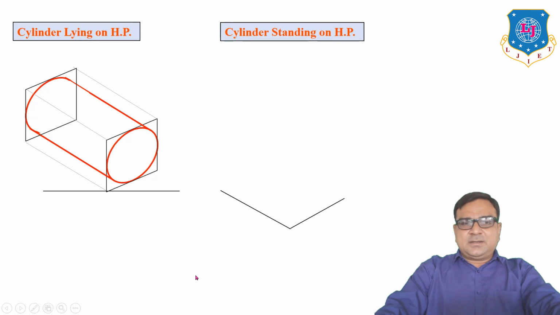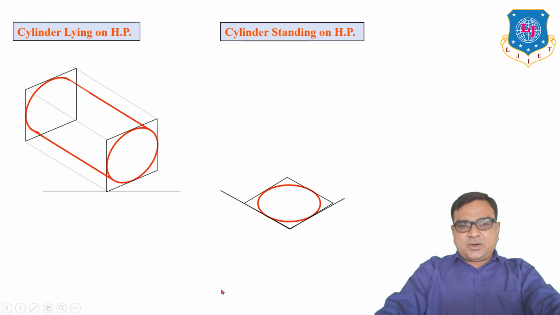Now for standing, when the cylinder is resting on HP with its axis perpendicular to HP, we have to draw 2 rhombuses here also, but here there are two 30-degree angles. Draw a circle using a rhombus or the 4-center method. Draw vertical lines which represent the height of the cylinder.